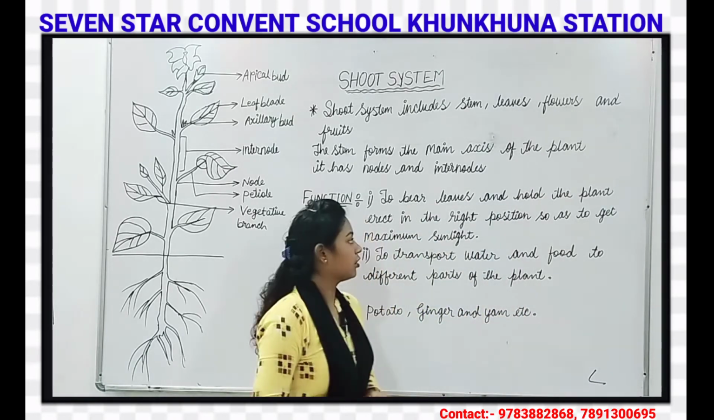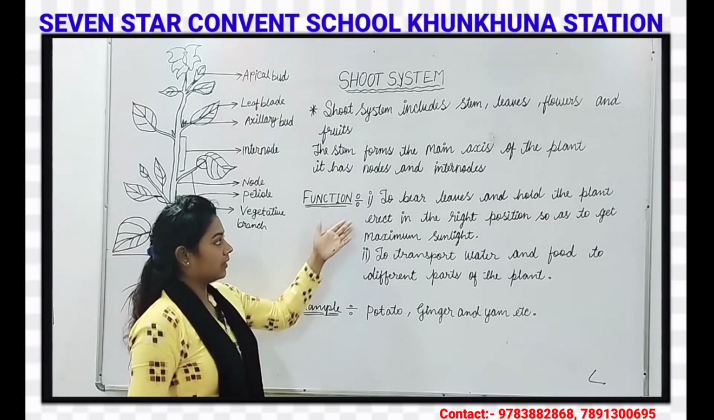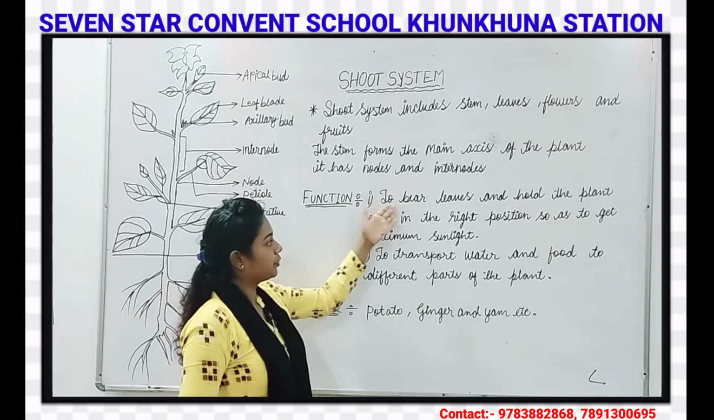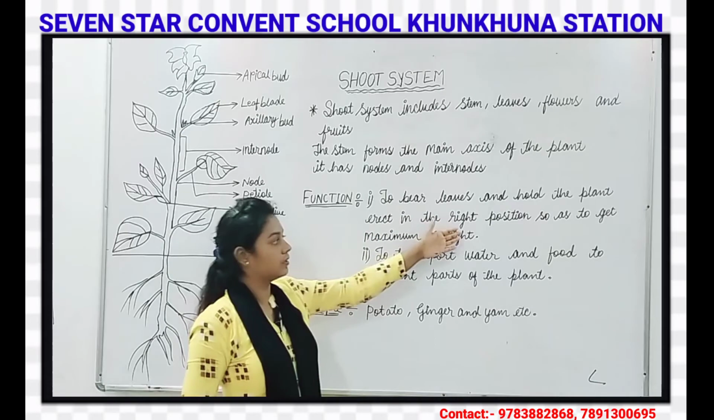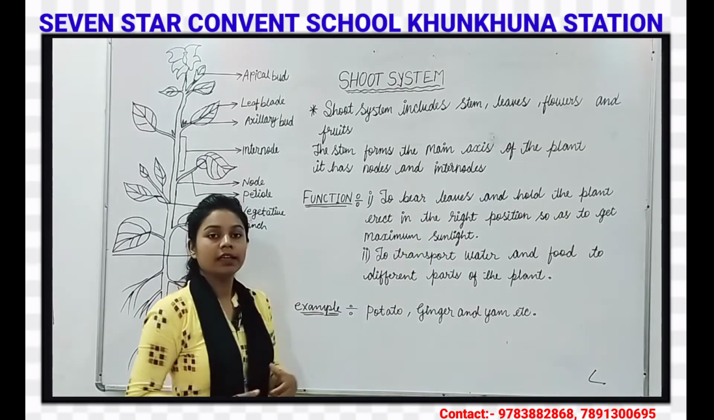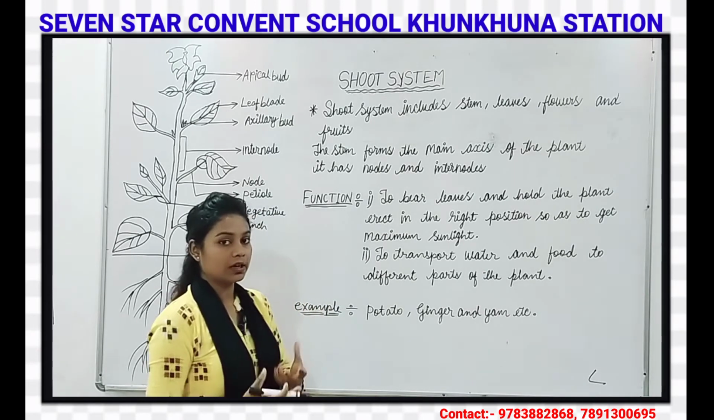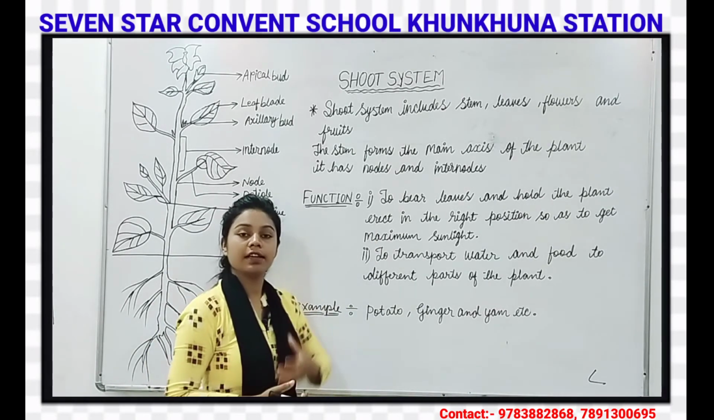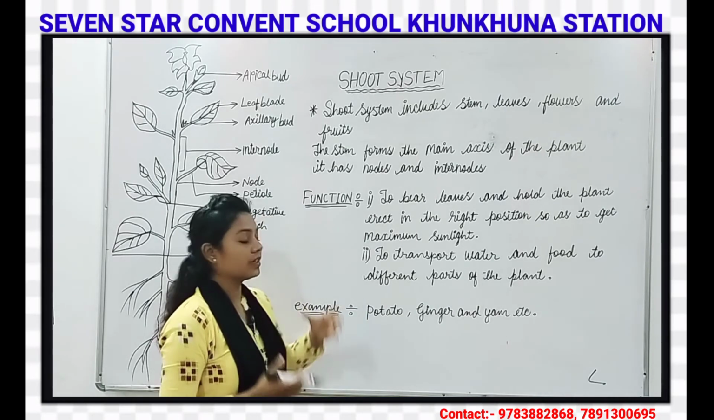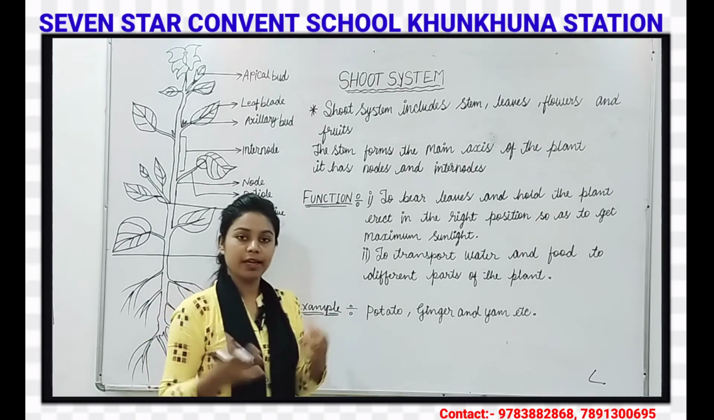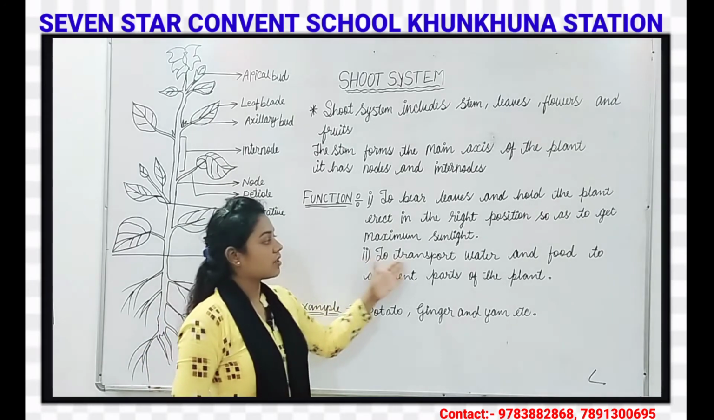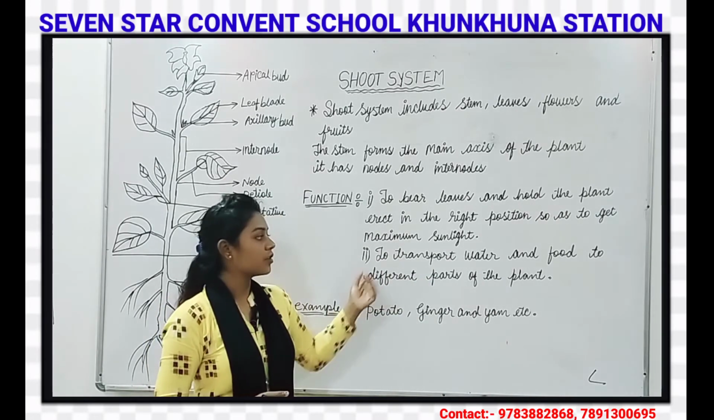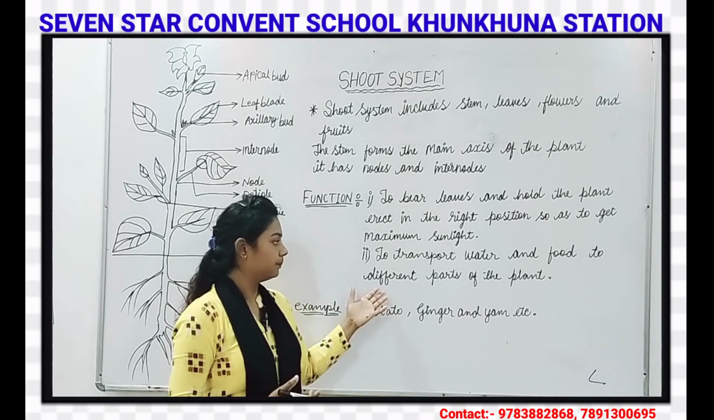If we talk about the functions of the shoot system, here we have two main functions, as I have written and shown to you. First, it is to bear leaves and hold the plant erect in the right position so as to get maximum sunlight. And second, it is to transport water and food to the different parts of the plant.